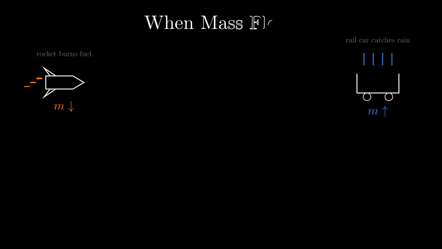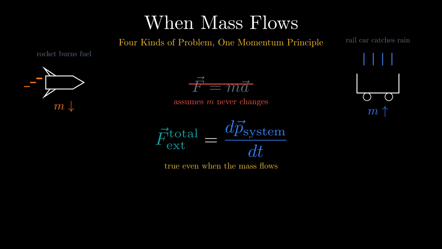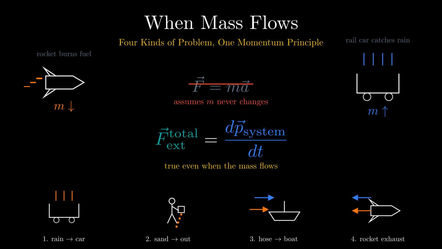A rocket gets lighter every second it burns. A railroad car catching rain gets heavier as it rolls. Newton's second law, in the familiar form force equals mass times acceleration, quietly assumes the mass never changes. In this video, we set up the tool that handles flowing mass and sort every mass transfer problem into 4 categories.